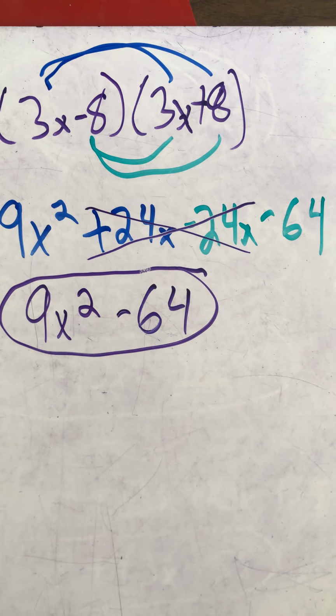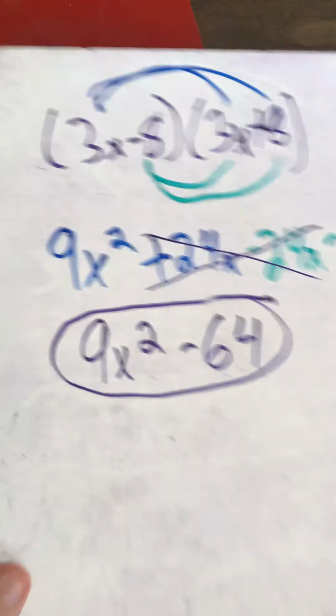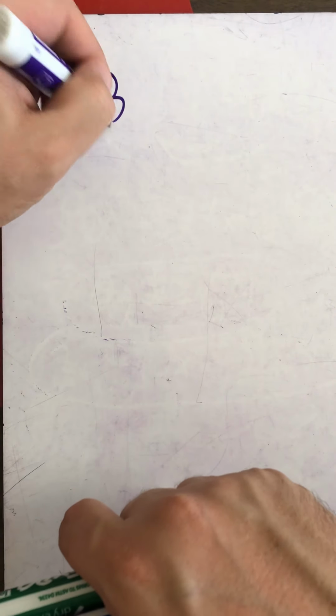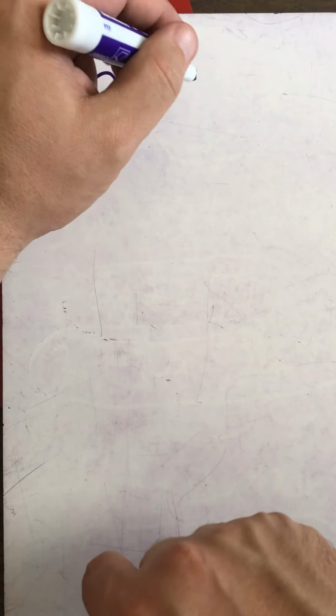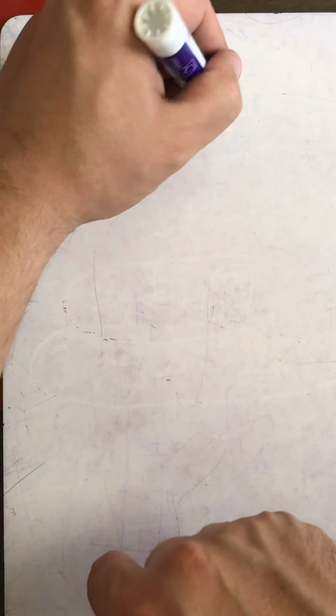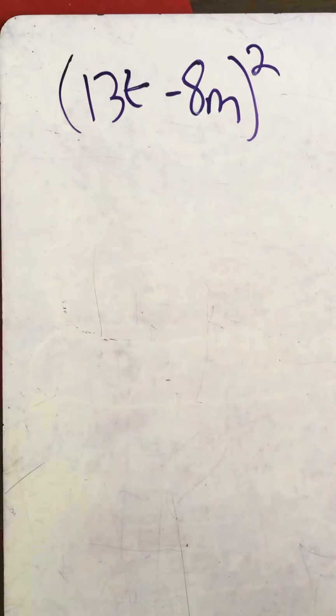Last one I want to do with you involves some squaring. Because how can you have multiplying if you don't have squaring? Or I guess I should say, how can you have any sort of exponents without multiplying? Okay. Last one we are going to have. No, let's do this in purple. 13t minus 8m. And we're going to square it.